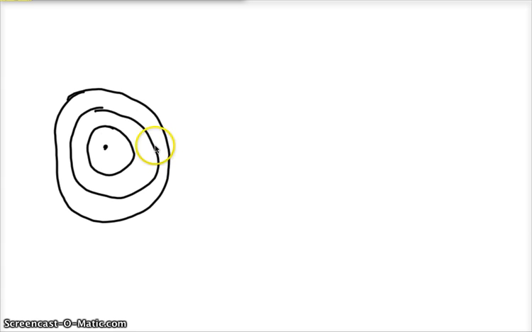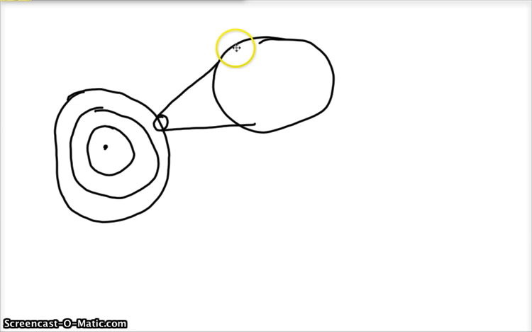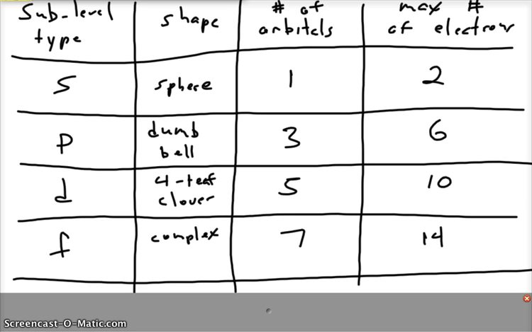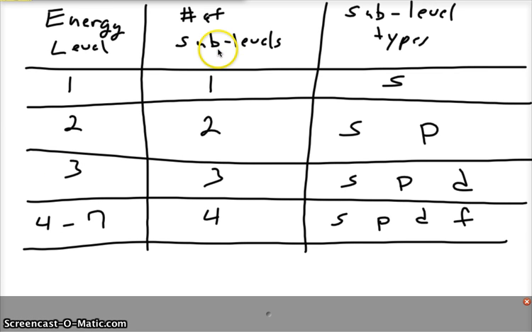Now, here's the thing. It's not just a ring. It's not just an energy level. There are energy sublevels. So if we took a magnifying glass and zoomed in on that 3rd ring, and this is technically not correct, but I'm just trying to give you a visualization. We zoomed in on that 3rd ring. Well, actually that 3rd ring is 3 rings, because the 3rd energy level has 3 sublevels, and there's an S-type sublevel, a P-type sublevel, and a D-type sublevel in that 3rd energy ring.